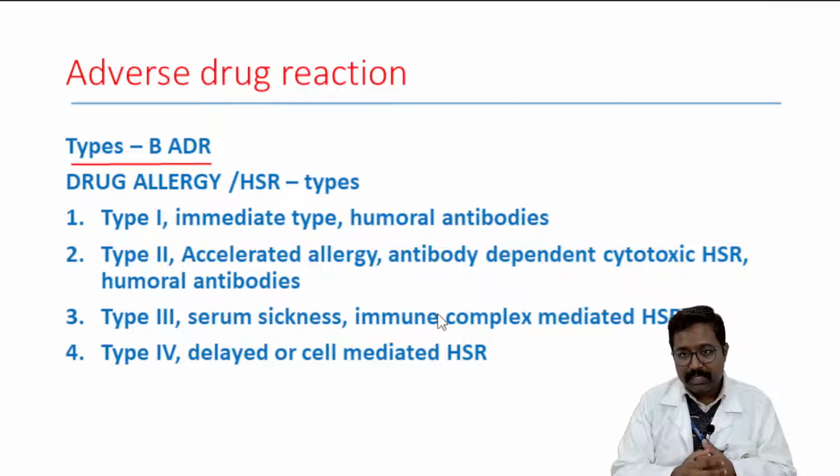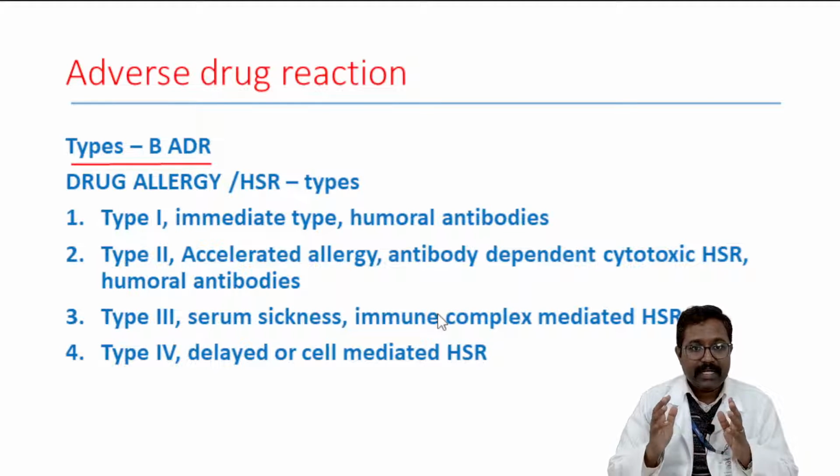So you can remember type 1 as A, it's anaphylactic reaction. A stands for anaphylactic reaction, which is type 1. 1 looks like I, so it is an immediate type of response. Next, type 2, you can remember it as B. Alphabetically B is the second letter, and B stands for body, antibody dependent cytotoxicity.